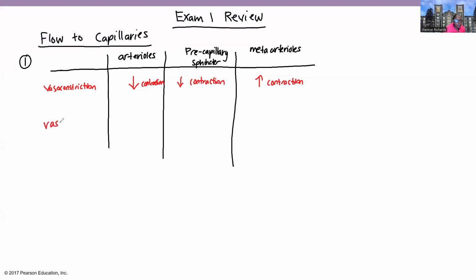For vasodilation, we're going to have increased arterioles, increased precapillary sphincters, and then decreased meta-arteriole flow, right? So just looking at the relationships between these three components of the capillary beds and how we can increase flow, or in the case of the meta-arteriole, increasing flow actually bypasses that bed. It goes right from the arteriole to the venule, bypassing the capillary bed. So this is always going to be different than the other two factors.